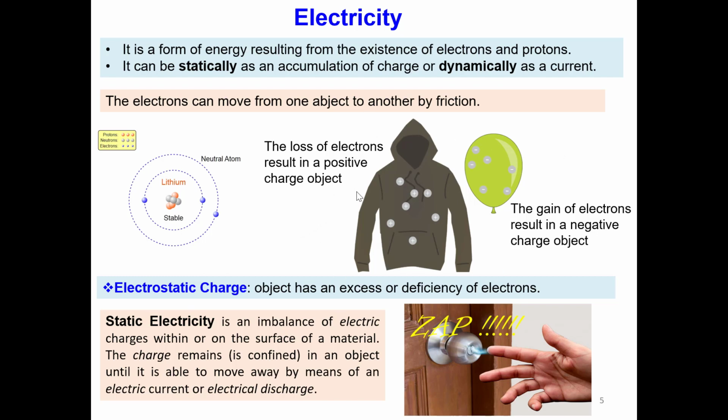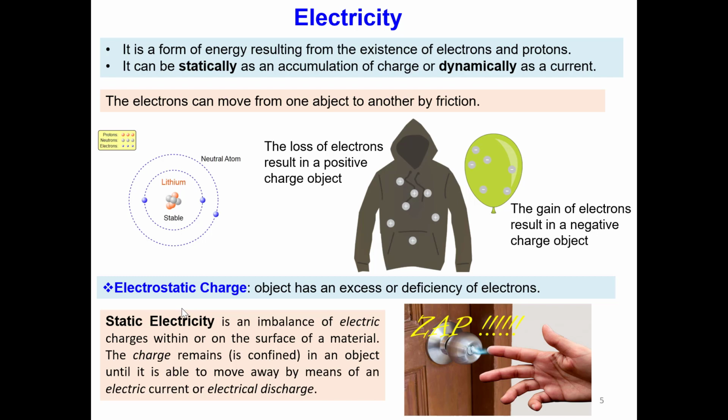But in some cases, because of friction, the objects can become positively or negatively charged. If the object loses electrons, the result is a positively charged object, like in this example. If the object gains electrons, the result is a negatively charged object. We can define electrostatic charge as an excess or deficiency of electrons, and static electricity as an imbalance of electric charge within or on the surface of a material. The charge will remain in that object until it is able to move away.